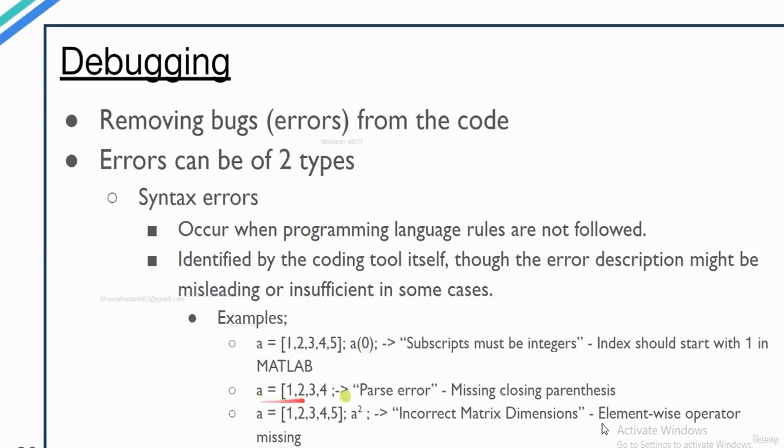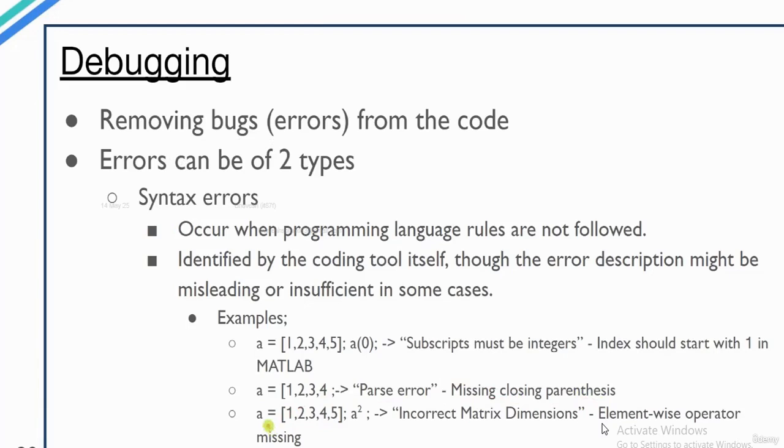The second statement here is going to lead to a parse error because we're missing a closing square bracket here. Whenever we miss a square bracket or any bracket, or there is a mismatch in bracket, that usually results in a syntax error called a parse error, where the code is not able to interpret the statement. So this is usually caused by missing closing parentheses or square brackets.